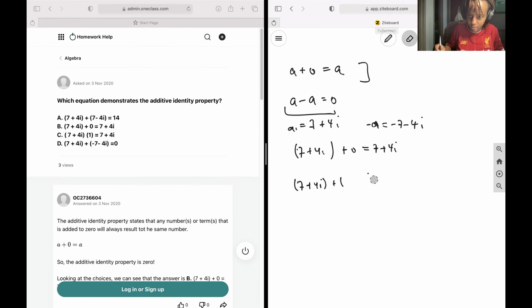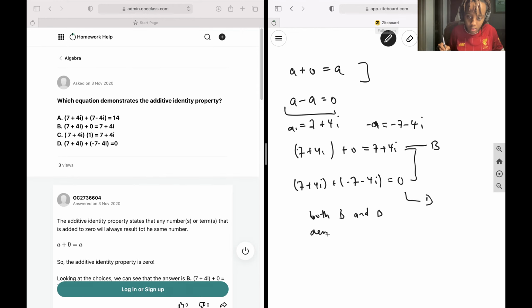Let's just rewrite that. Is equal to 0. So these are our two equations. Let's just see if we have them anywhere. And we find that this one is b, and that this one is d. So both b and d demonstrate the additive property.